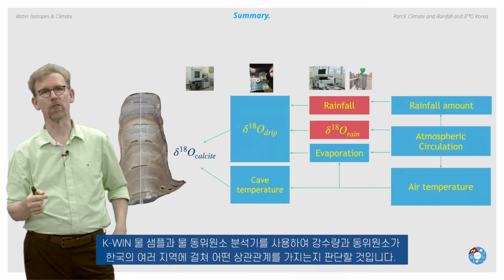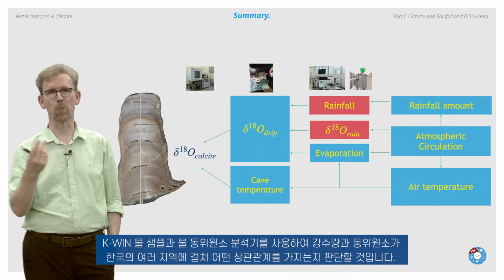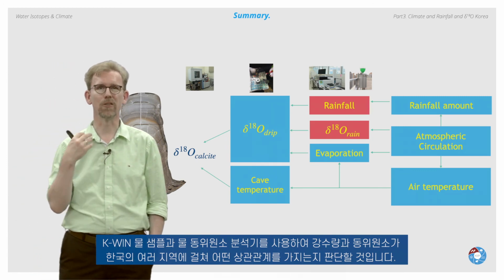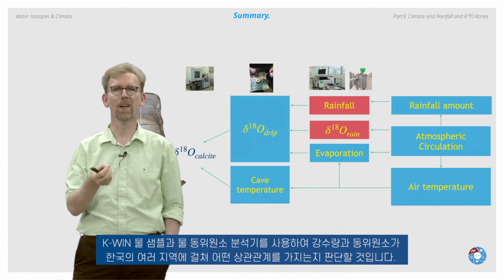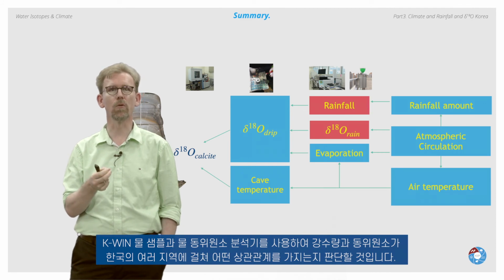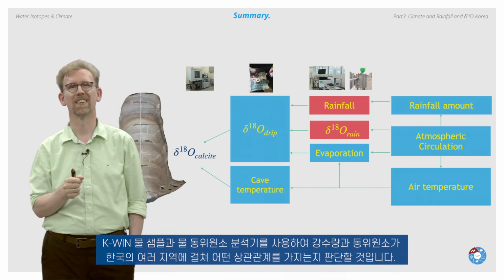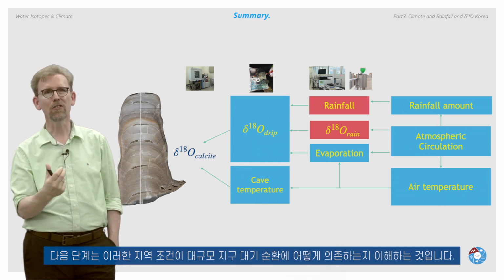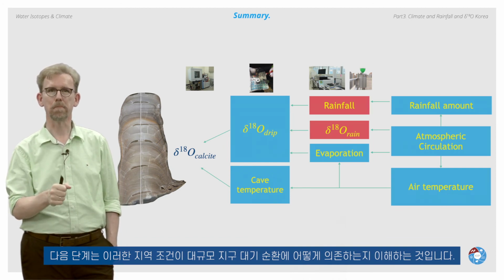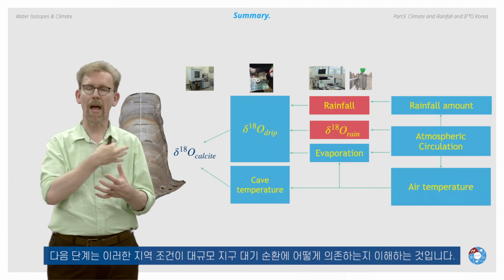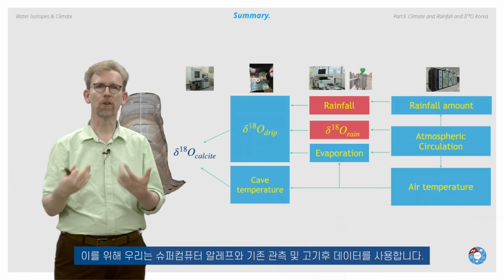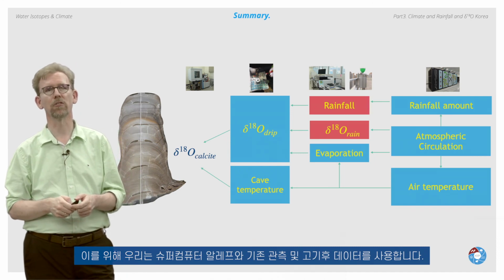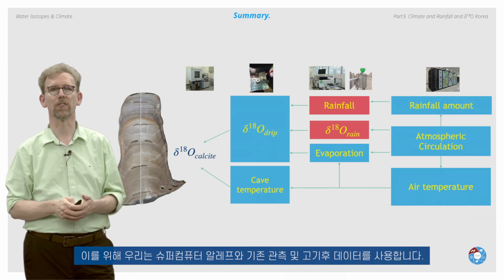For present day conditions, we will use our K-WIN water samplers and a water isotope analyzer to determine how rainfall and isotopes correlate over different areas in South Korea. The next step is then to understand how these local conditions depend on the large-scale atmospheric circulation. For this purpose, we use our supercomputer Aleph and other existing observational and paleoclimate datasets.